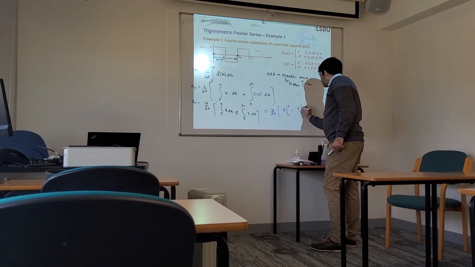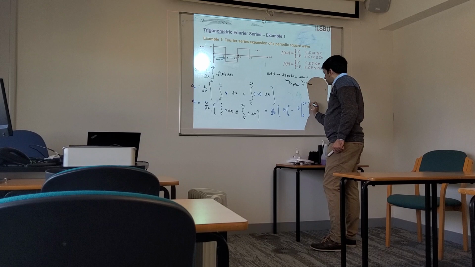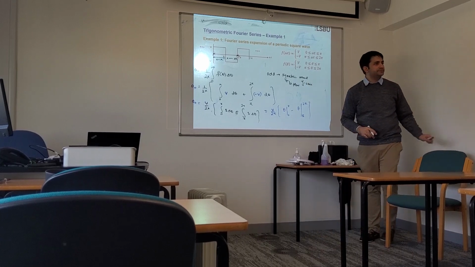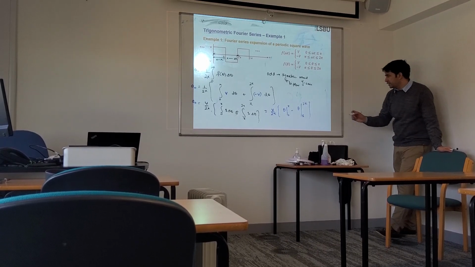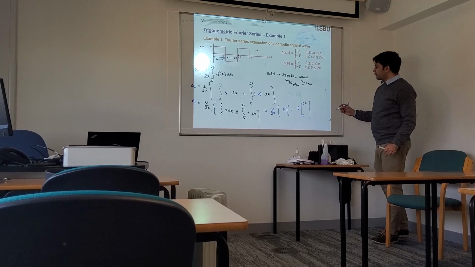times theta from 0 to pi, minus theta from pi to 2 pi. This is true, right? Both are 1, so the integration of 1 is theta for both cases, and both have different limits. Then you have to apply the limits. And now we're going to apply the limits.